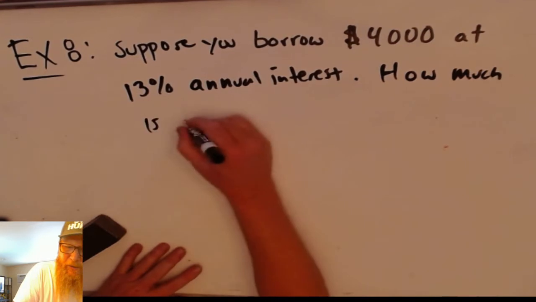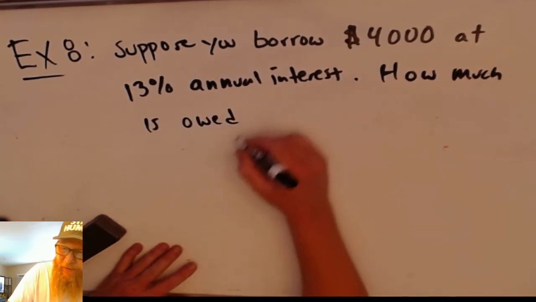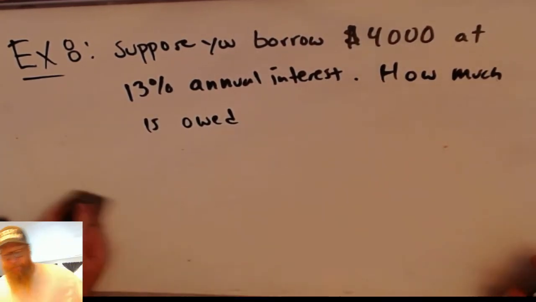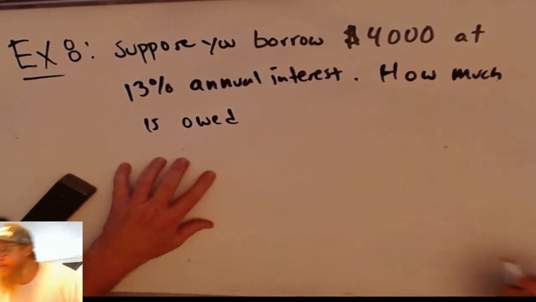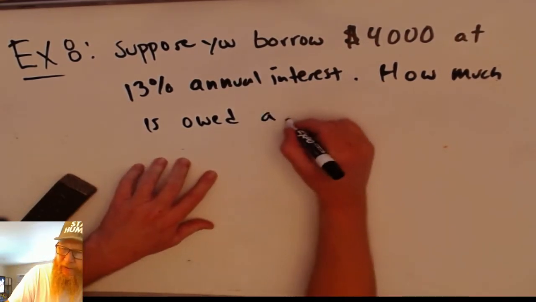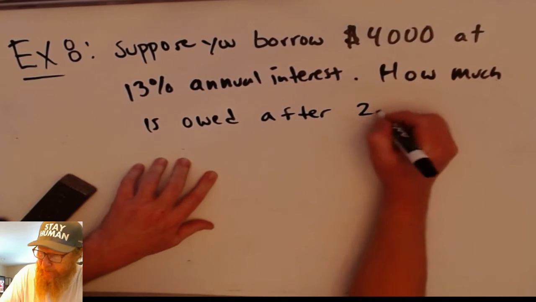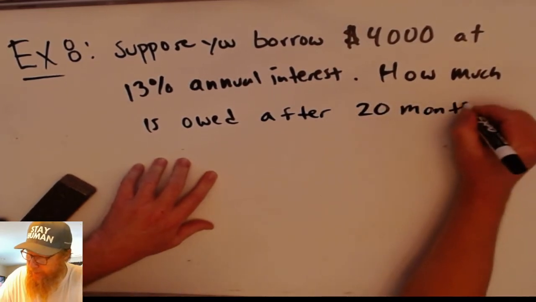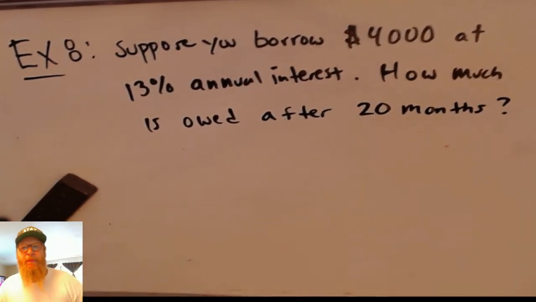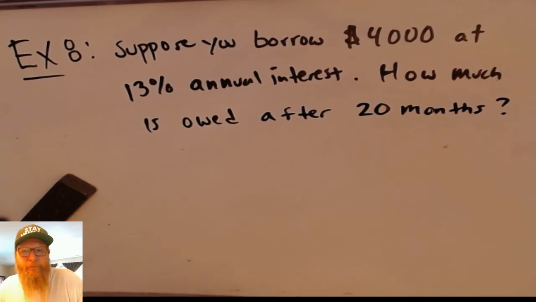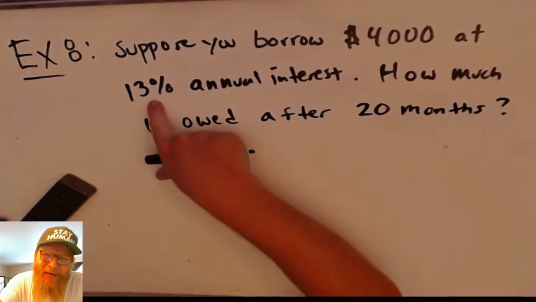How much is owed after 20 months? So you borrow $4,000. It's kind of a high interest rate, 13%.